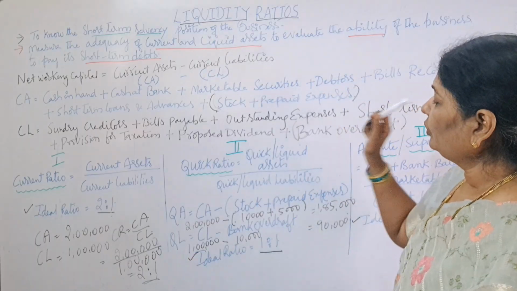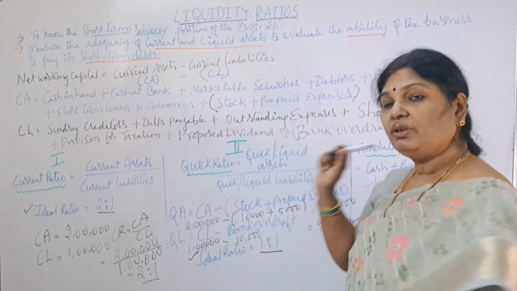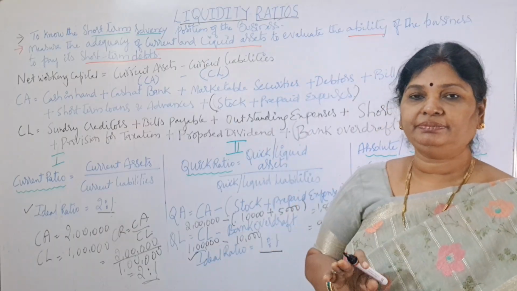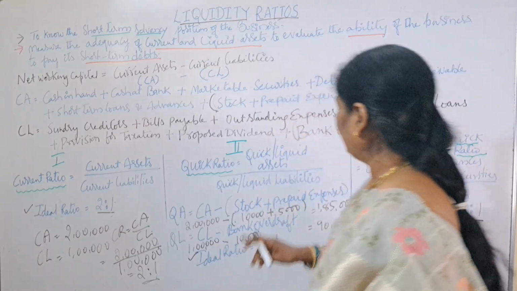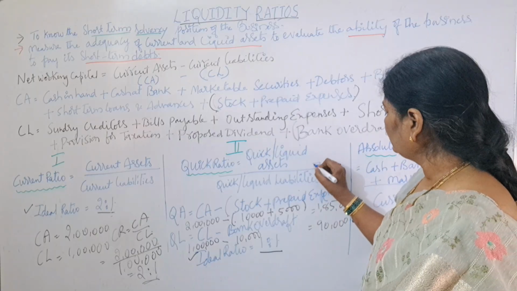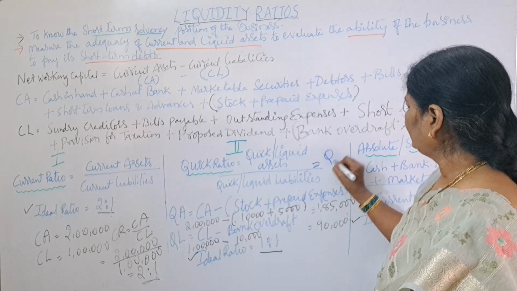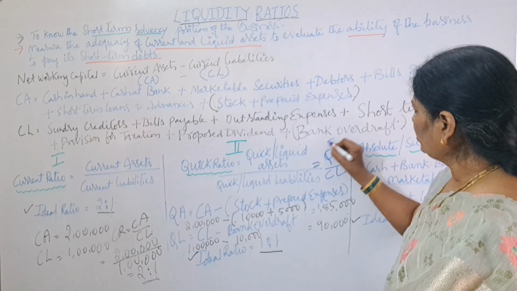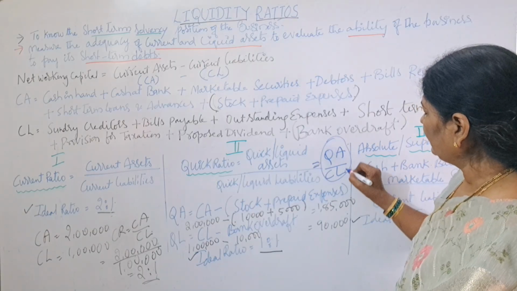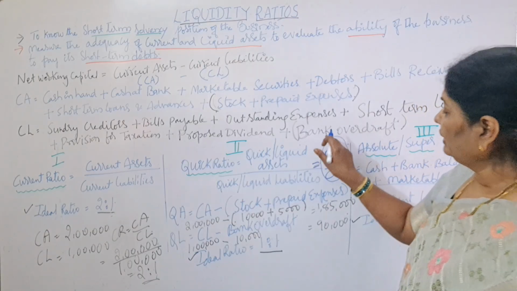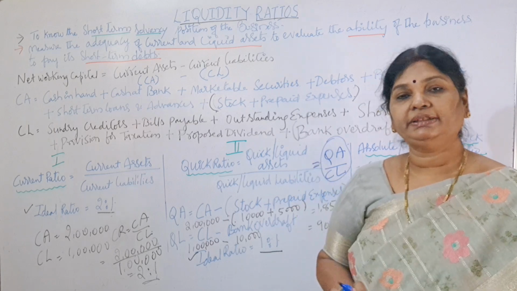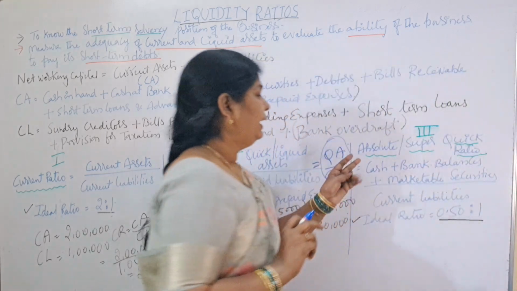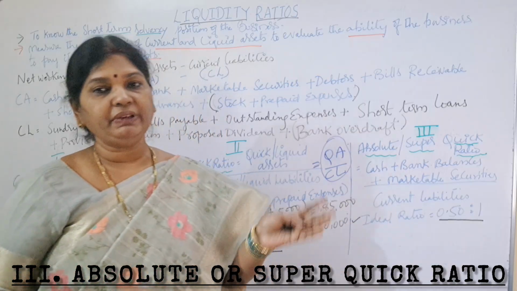Suppose in your problem bank overdraft is not given, then your current liability is equal to quick liability. So that is why this formula we can also show as quick assets by current liabilities. When can you use quick assets by current liabilities? When you do not have bank overdraft. Clear?